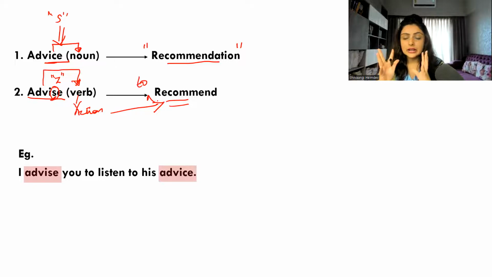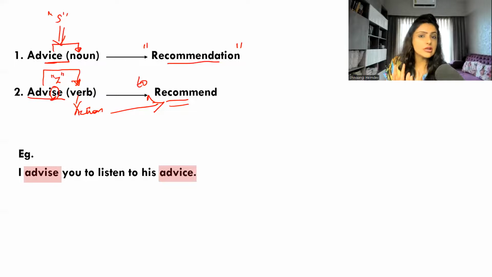So the prime difference between these two words is not just restricted to the pronunciation. The pronunciation is definitely a bit different, as we saw, but the meaning is also very much different. So advice with C means recommendation, and advise with S means to recommend someone, to recommend something, to recommend a product, to recommend a service. Okay. Now, let's look at the examples.